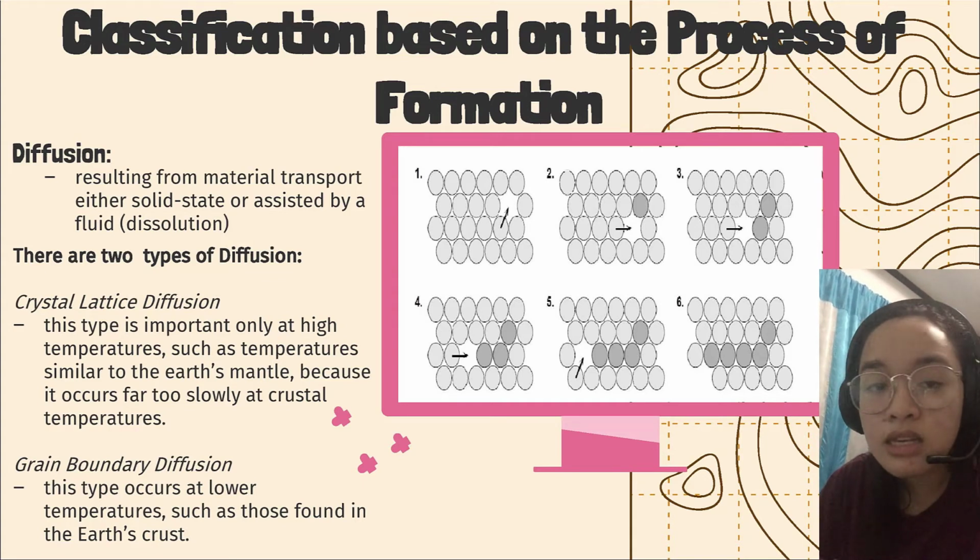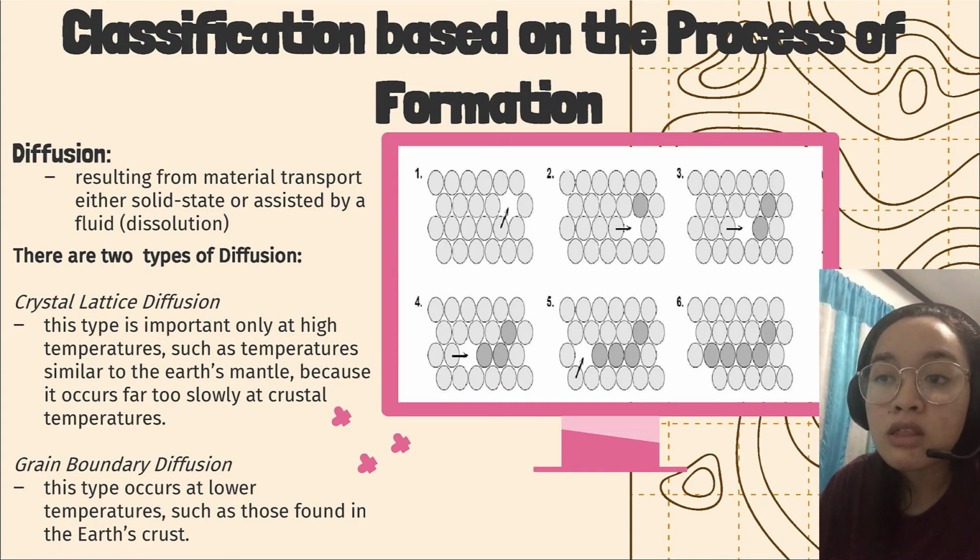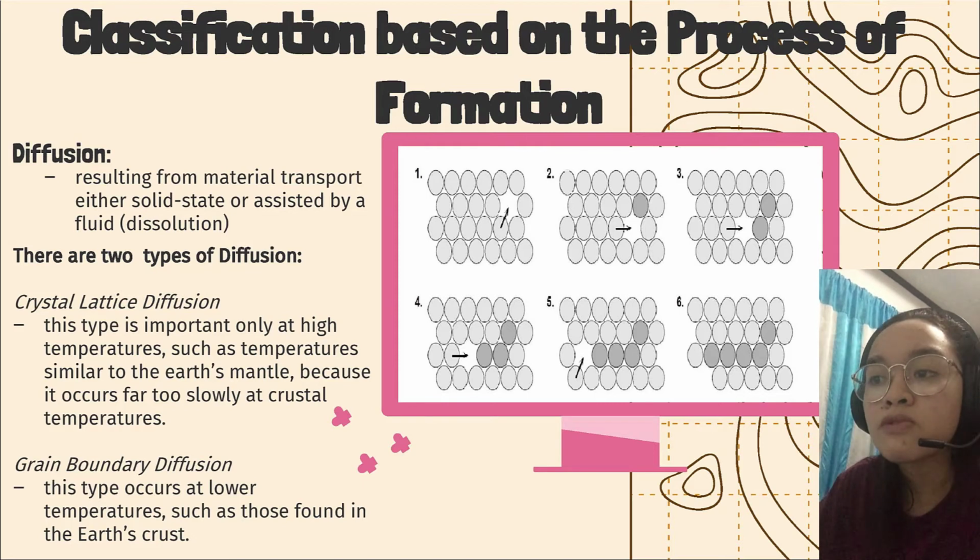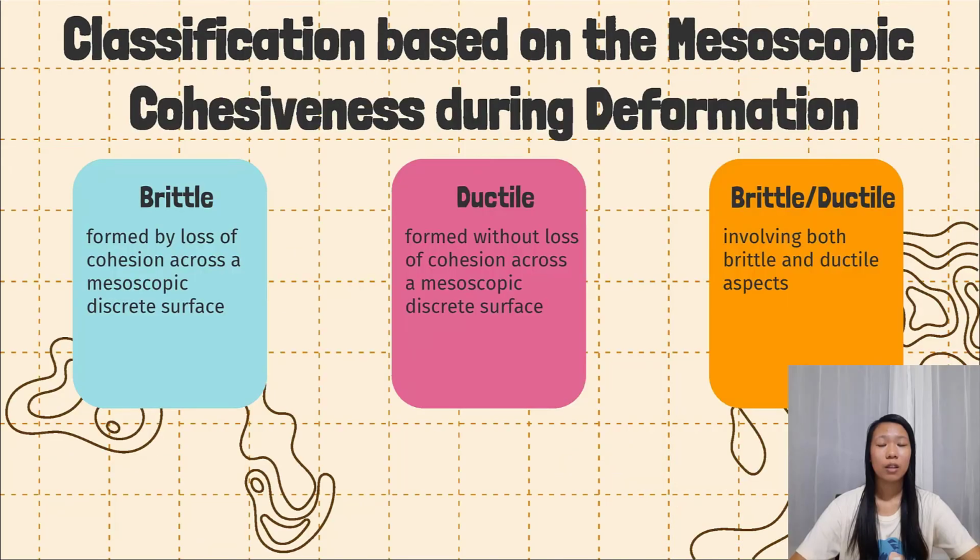As you can see in the illustration, note that the darker gray atoms have all moved from their original position by jumping into the adjacent vacancy. Atoms and vacancies diffuse in opposite directions. The fifth classification is based on the mesoscopic cohesiveness during the formation. When we say mesoscopic, that is a scale that pertains to any structure that can be observed without the aid of the microscope on a hand specimen or a single outcrop.